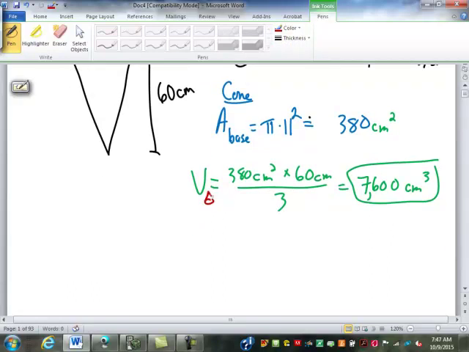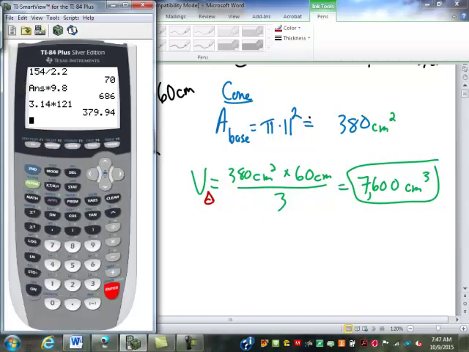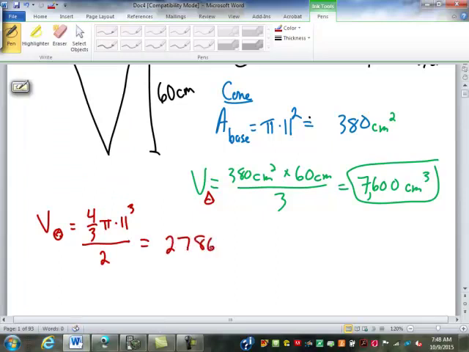So that's just of the cone. The volume of the sphere portion, remember the volume of a sphere is 4/3 times pi times the radius cubed. But we're going to divide by 2 because it's only half a sphere. So that'd be 4 divided by 3 times pi times 11 cubed divided by 2. 2786.23 it looks like. Centimeters cubed.